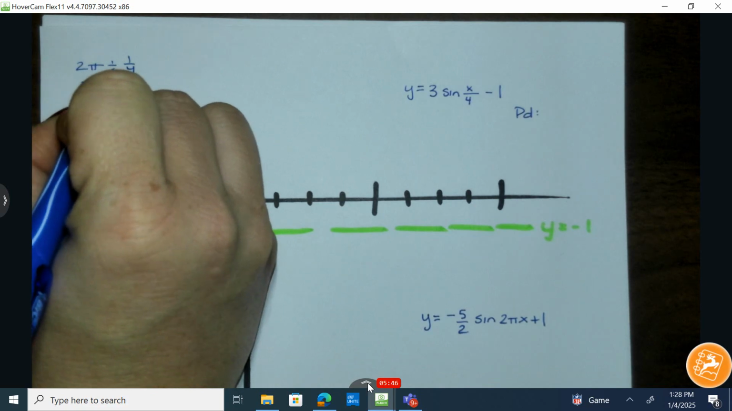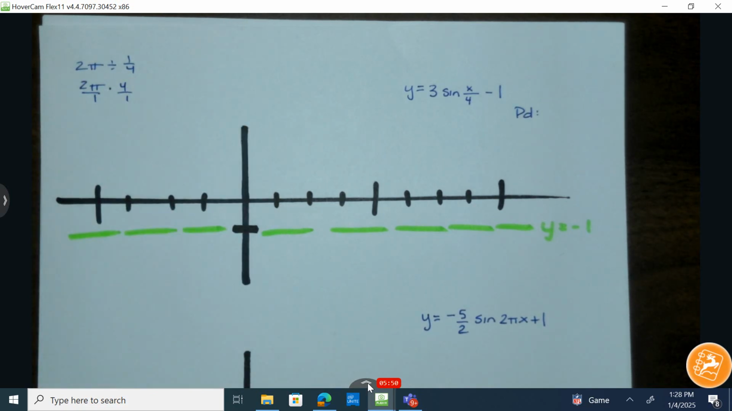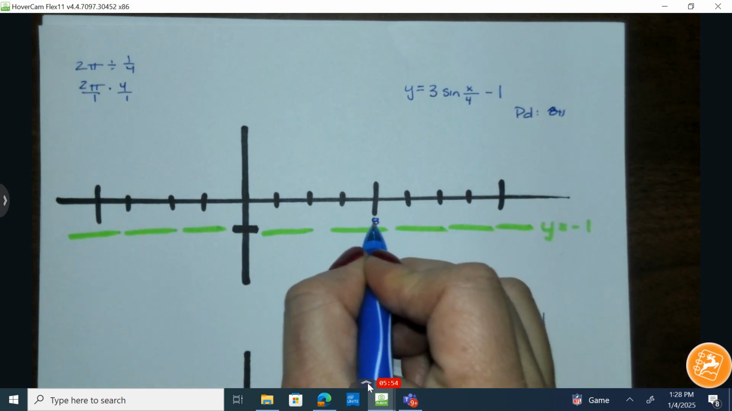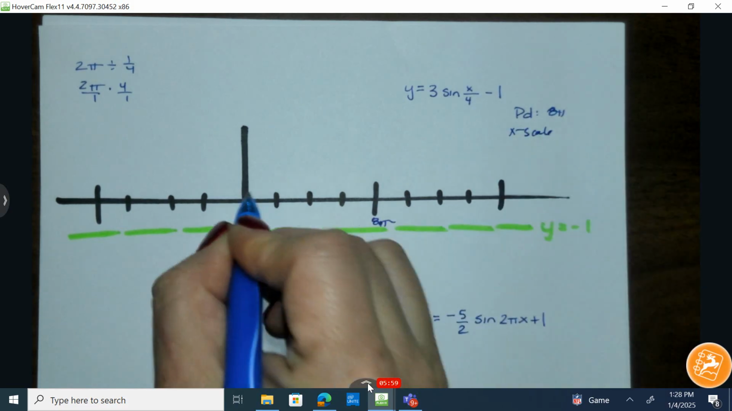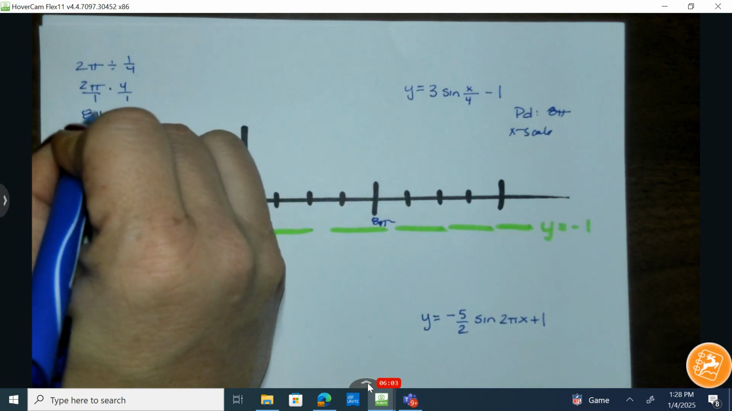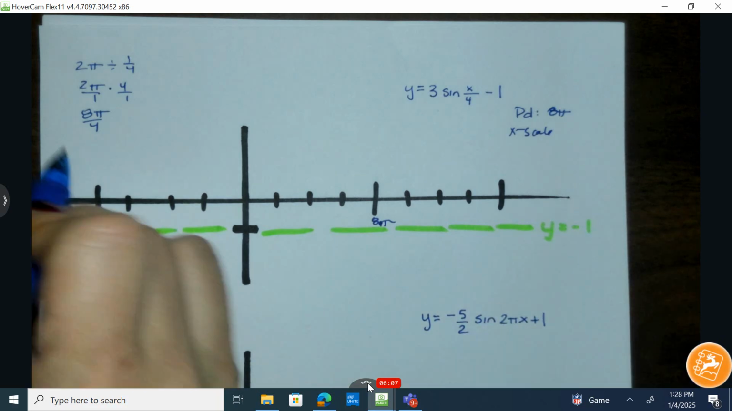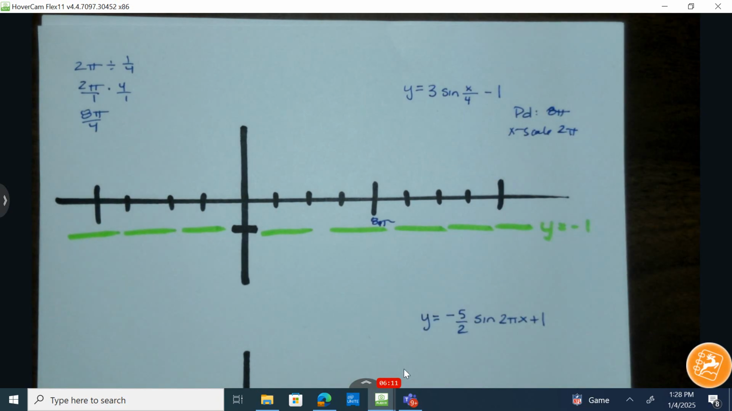I'll keep 2 pi there. Change division into multiplying and take the reciprocal of 1/4. So I end up with 8 pi. So 1 cycle is 8 pi. Now when I do the x scale, that's the distance from one step to the next, I'm going to take 8 pi and divide it by 4, because there's 4 steps with both sine and cosine functions. 8 pi divided by 4 reduces to 2 pi. Let me put these in place.